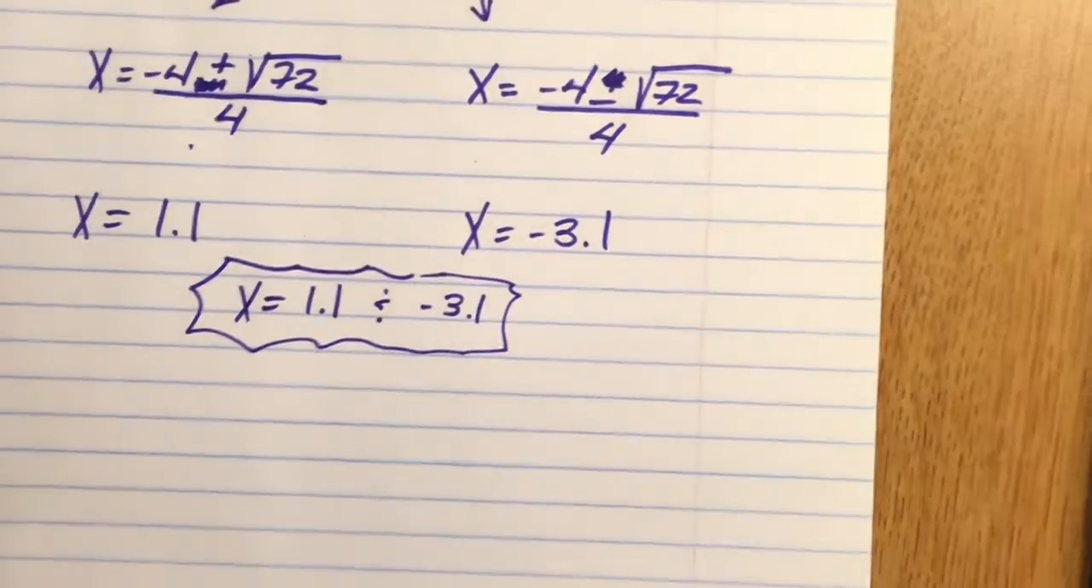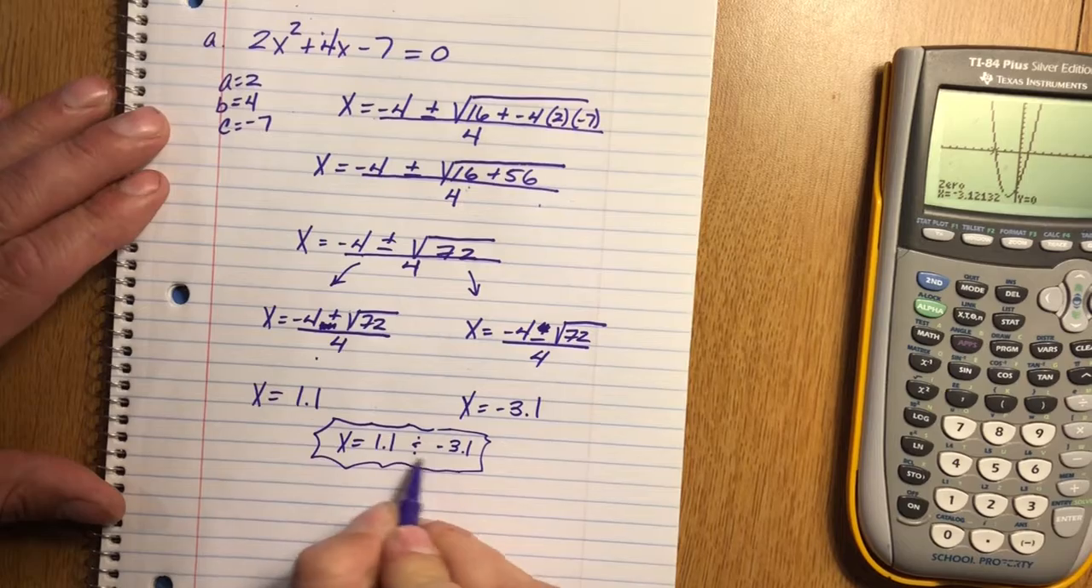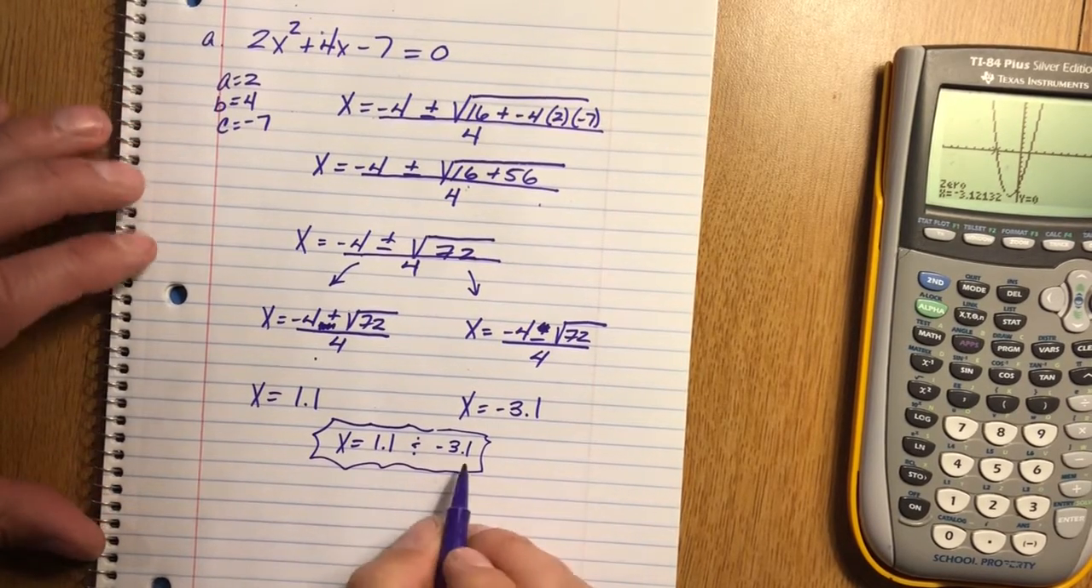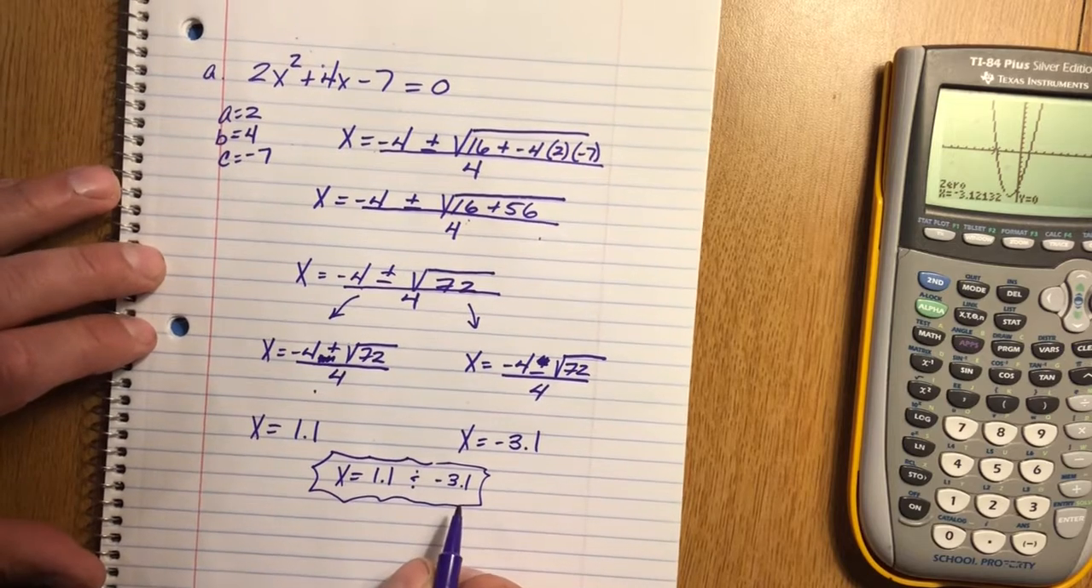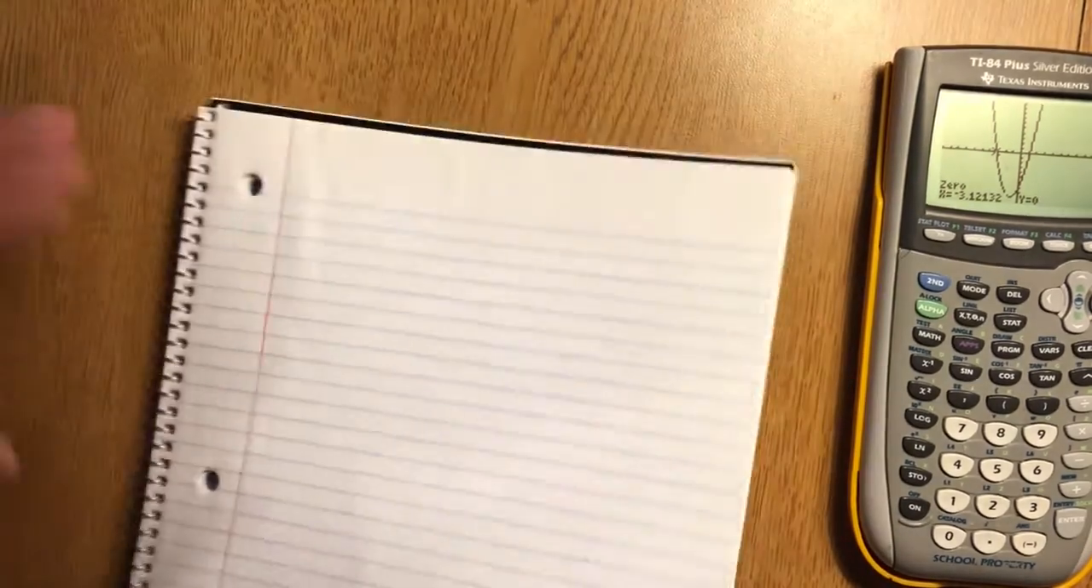But look, I had to use my quad formula because there's no way we could have factored this. There's no way we could have come up with those answers by factoring, so we had to use the quad formula. Okay, fantastic. All right, let's do another one. Let's do one more here.